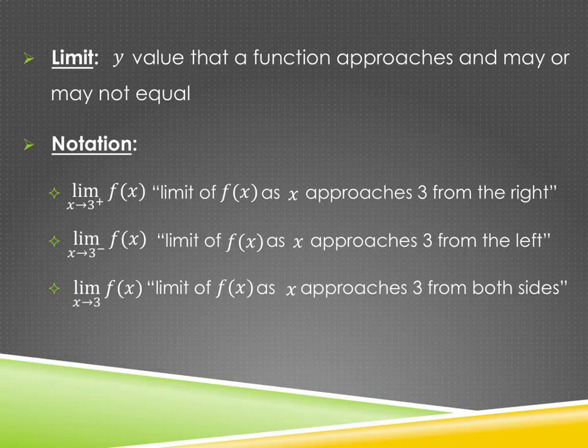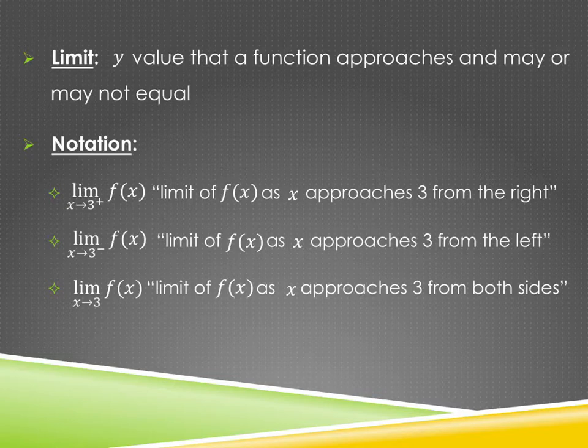So this is the right-hand side of the graph. It's the right-hand side of my body, at least from your perspective. So we're coming at it from this direction, right? That's what the plus means. We're coming at it from the positive side. The 3 minus, the limit as x approaches 3 negative, means we're coming at it from the negative side of the graph. So from the left-hand side, we're moving closer to whatever that value, in this case 3, is.